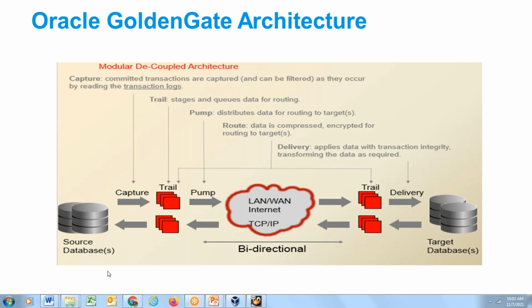So in site B again, you will have its own transaction log. So the capture process on site B will capture it and write it to the local trail on site B. Once the data is available in the local trail on site B, the data pump process reads the data from the local trail and writes it to the remote trail on site A, and then the replicat process will apply it to the site A database.